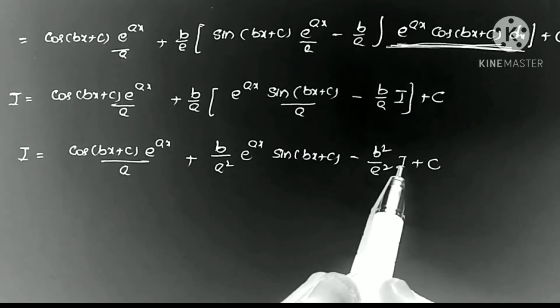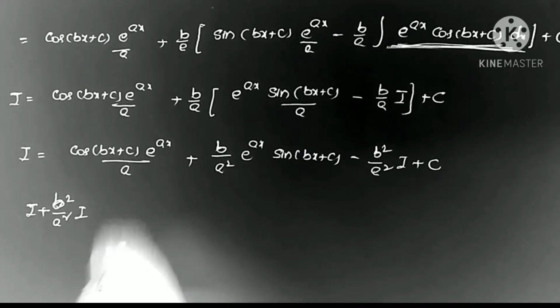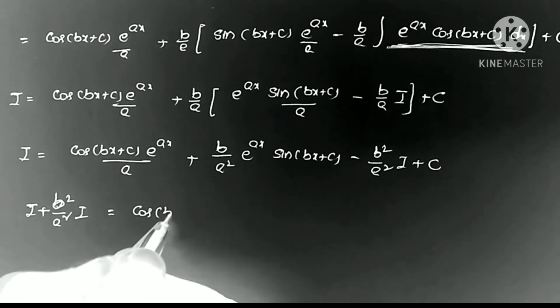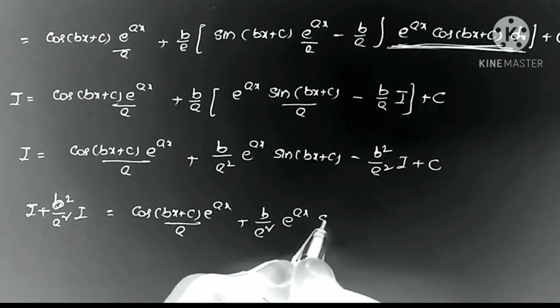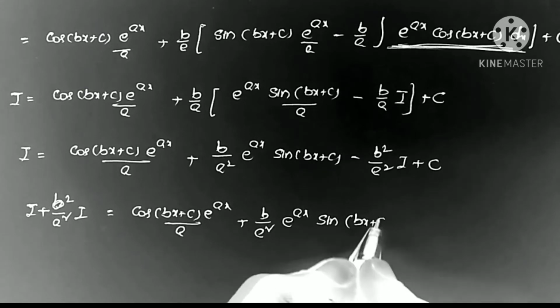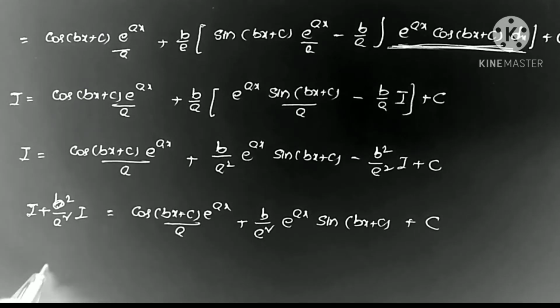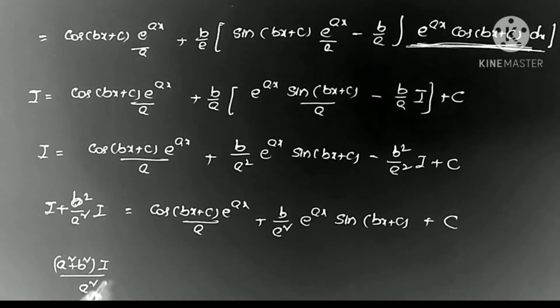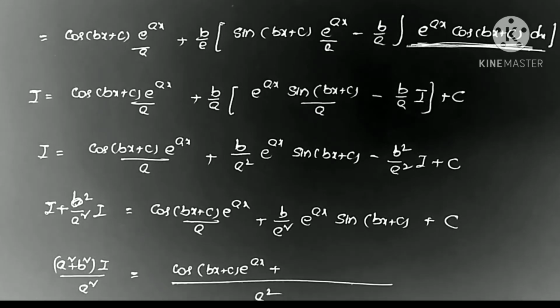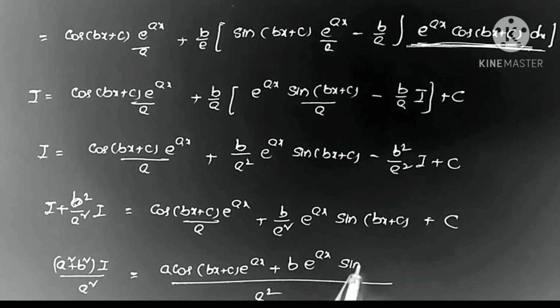Now writing this minus b square by a square into I to this side, that is I plus b square by a square into I is equal to cos(bx plus c) into e power ax by a plus b by a square into e power ax into sin(bx plus c) plus c. Taking LCM here, (a square plus b square) into I by a square. First we take I common and taking LCM, a square plus b square is equal to, here also we take a square LCM, one a is cancelled here. So what is remaining? A. So a cos(bx plus c) into e power ax, plus a square gets cancelled. So the remaining value is b into e power ax into sin(bx plus c) plus c a square.